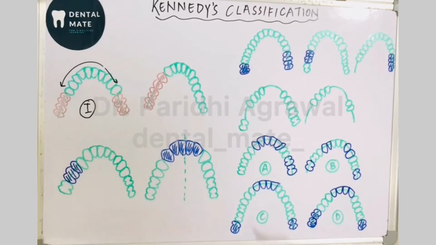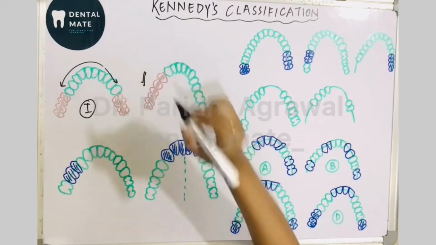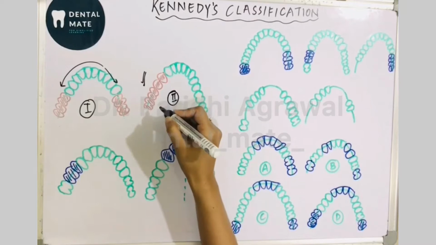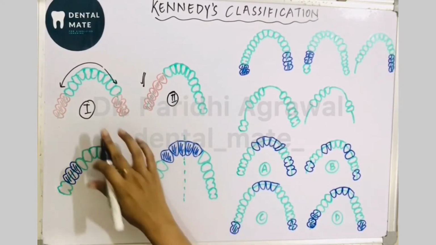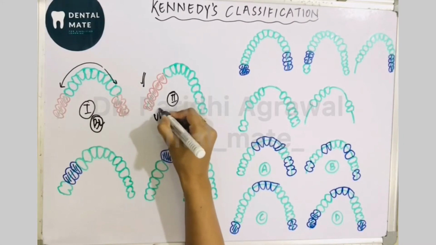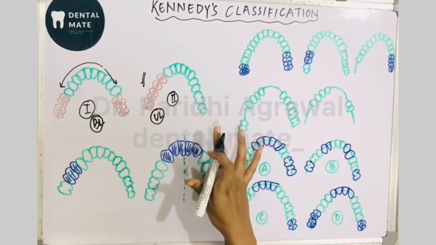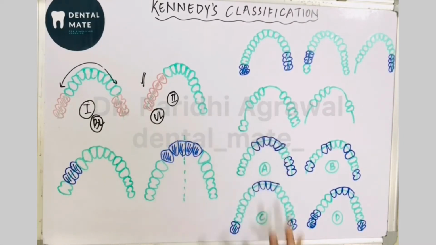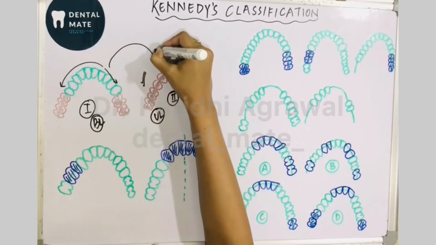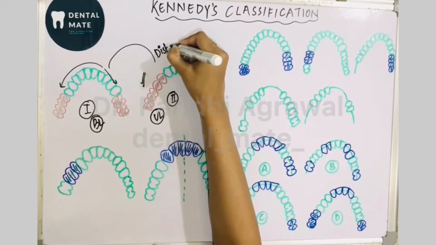Kennedy's class 2 is a unilateral edentulous area. Okay, so class 1 is bilateral and class 2 is unilateral, that's the only difference. So this is bilateral and this is unilateral. So class 2 is a unilateral edentulous area located posterior to the remaining natural teeth. These both are called distal extension cases.